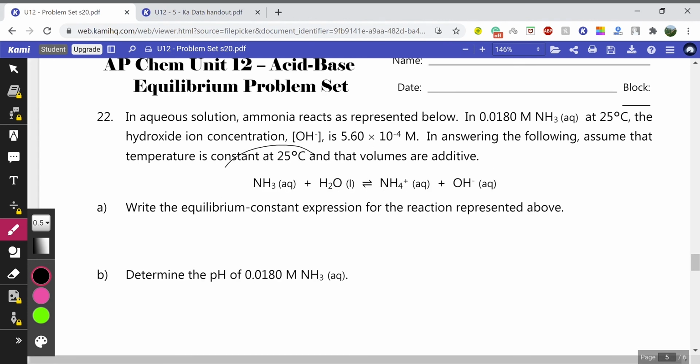Okay, so we're given this equation, and we're asked to write the equilibrium constant expression. Because we're dealing with OH, it's going to be Kb. Our equilibrium constant is going to be Kb, and it's going to be the concentration of OH minus times the concentration of NH4 plus divided by NH3. We do not include H2O because it's a liquid. And that is it for part A.